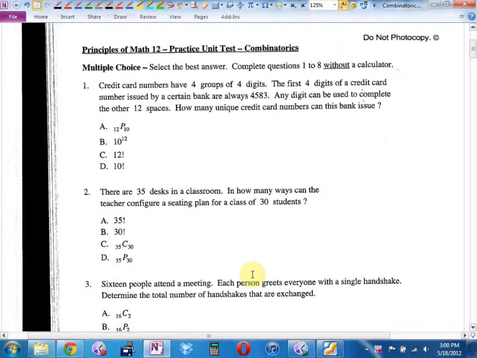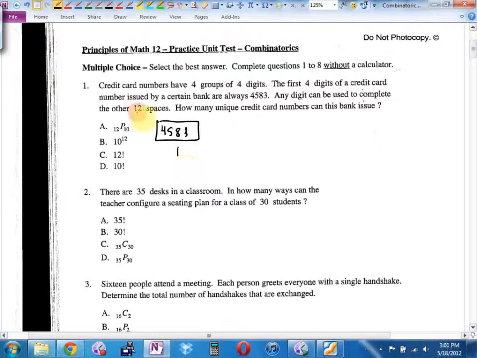Credit cards, it says, number 1, have 4 groups of 4 digits. The first 4 digits of a credit card issued by a certain bank are always 4, 5, 8, 3. Any digit can be used to complete the other 12 spaces. How many unique credit cards can this bank issue? So it looks like we have, and I think it has to be in that order, so that I got one way to pick that.